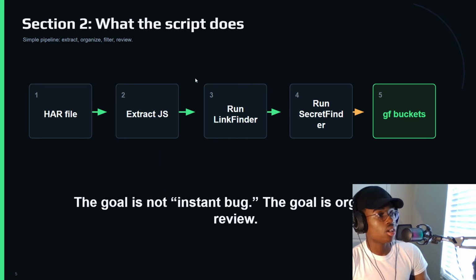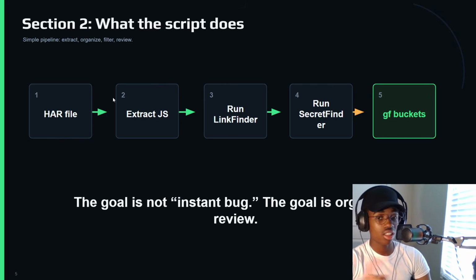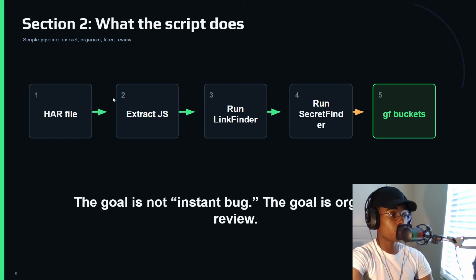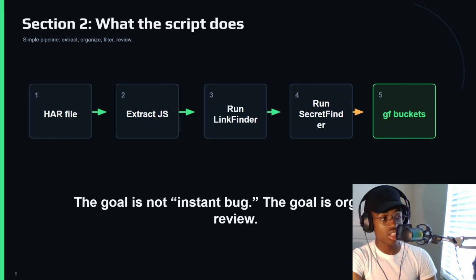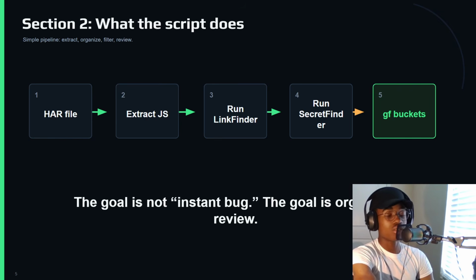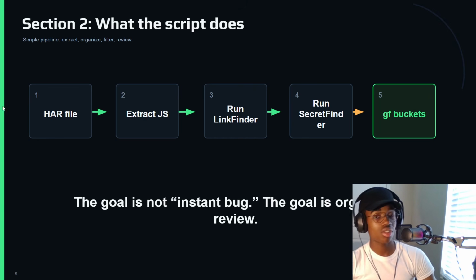And then section 2, what the script does. First, like we mentioned on the last slide, you get the HAR file. Then from there, we extract the JS, run LinkFinder, run SecretFinder, and GF buckets. The goal is not an instant bug. The goal is organized review. So that's what this does.